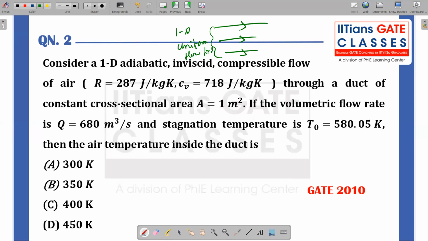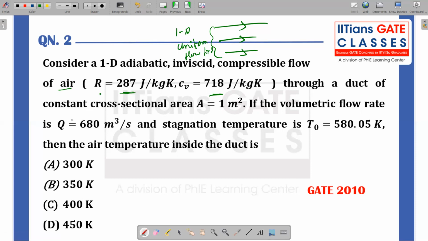So now, inviscid compressible flow of air with properties of air given to be R is equal to 287 joules per kg Kelvin, and the specific heat at constant volume is 718 joules per kg Kelvin. This is the gas constant, this is Cv.